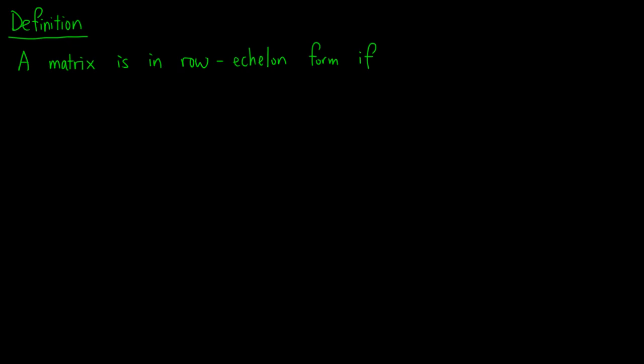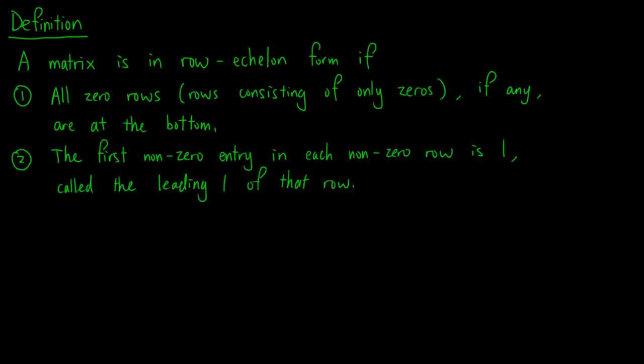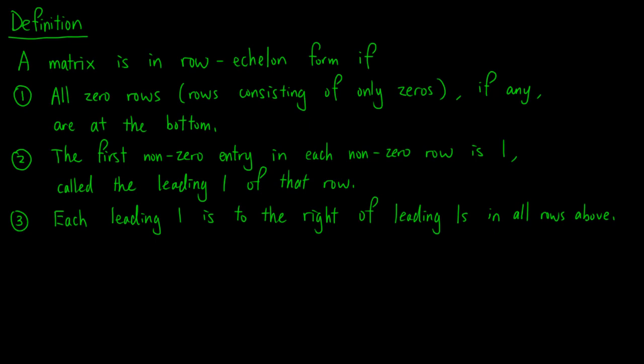There are three conditions that a matrix needs to satisfy in order to be in row-echelon form. The first one is that any zero rows of the matrix have to be at the bottom, and by zero rows I mean rows consisting of only zeros. The second condition is that the first non-zero entry in each non-zero row is 1, which is called the leading one of that row. The third condition is that each leading one is to the right of the leading ones in the rows above it.